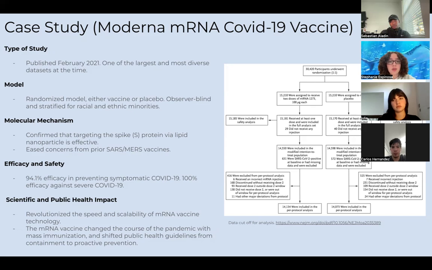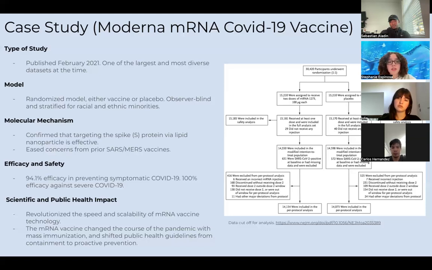The image on the right shows how many were included and excluded from the per-protocol analysis and the individual reasons as to why. Persons would be excluded from the analysis if they acquired the virus before the trial was complete, missed the second dose vaccination window whether they were receiving the real vaccine or otherwise, received an incorrect injection, or they opted out. About 14,000 participants on the placebo and the vaccine side were completely vaccinated and included in the per-protocol analysis.